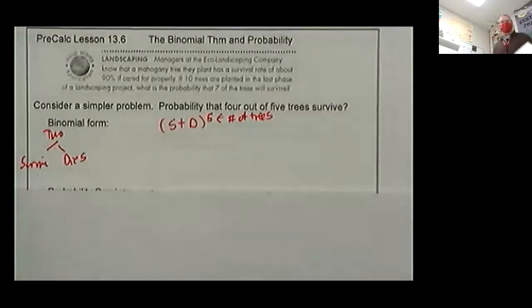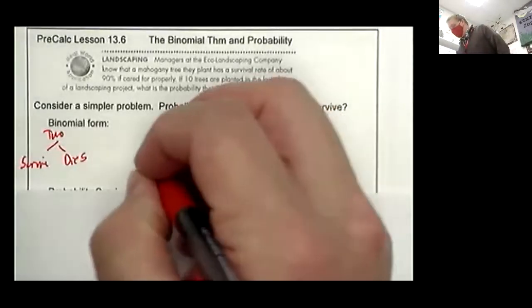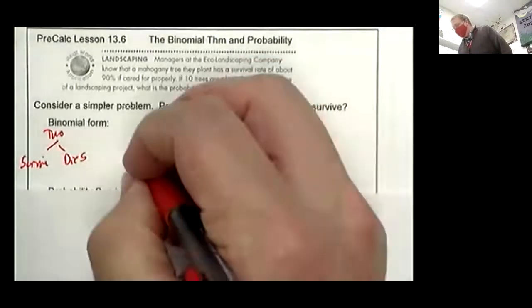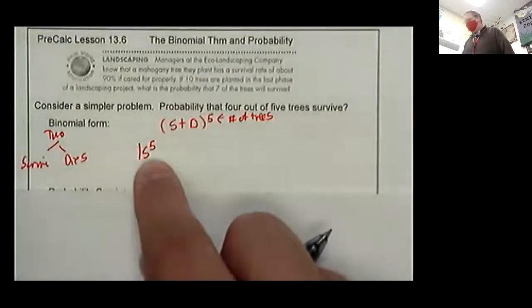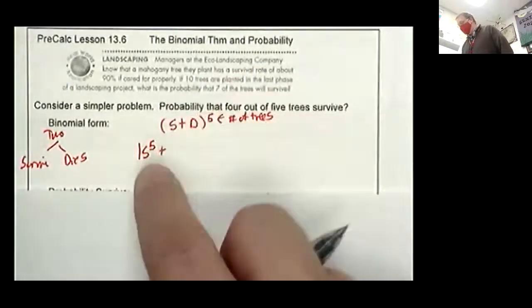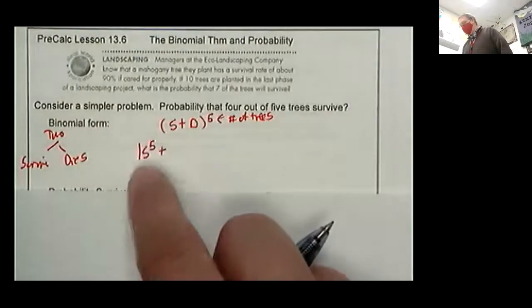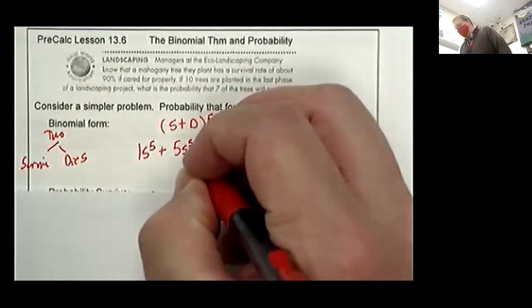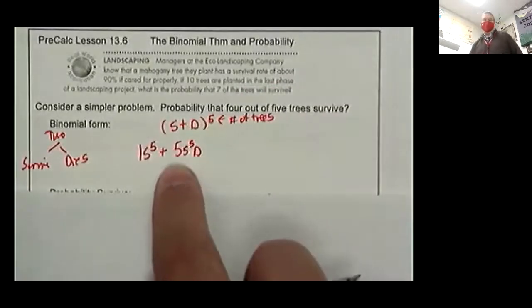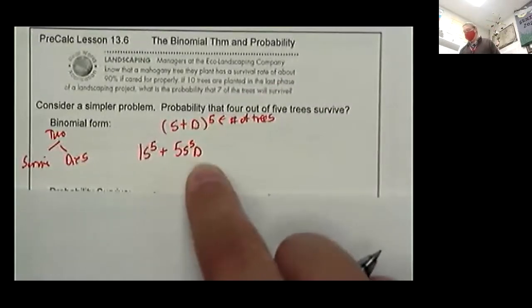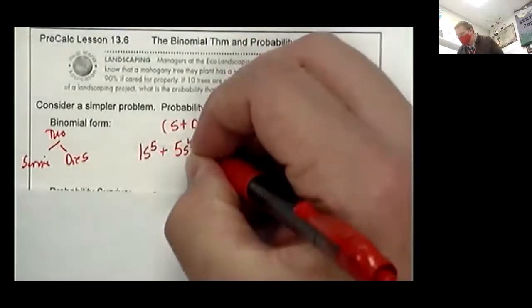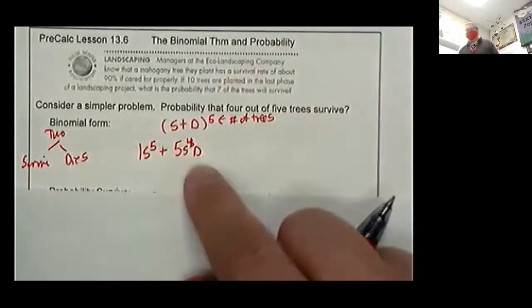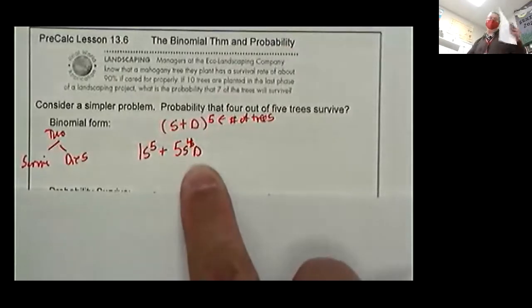And this turns into what we did last chapter with the binomial theorem. So that gives us s to the 5th. There's one way that all 5 trees survive, plus, and we can use our trick here, 1 times 5 divided by the first term is 5, s to the 4th d. There are 5 ways then that 4 trees survive and 1 tree dies, because it could be the first tree, the second tree, the third tree, the fourth tree, or the 5th tree.